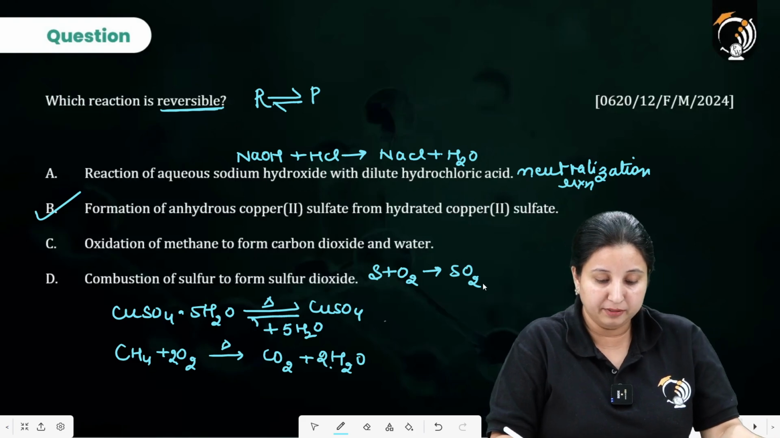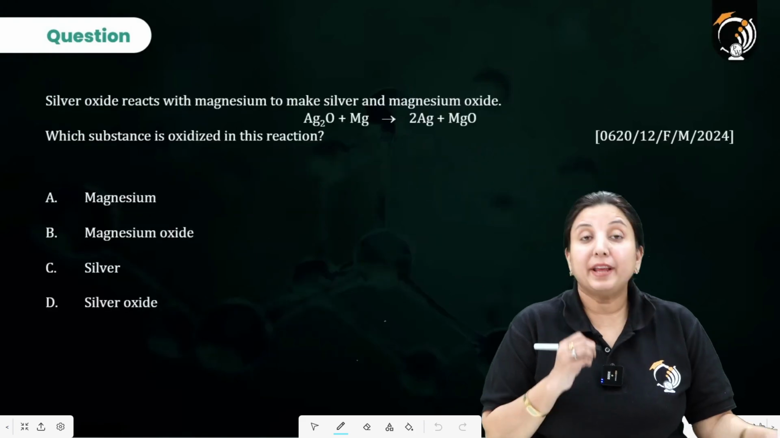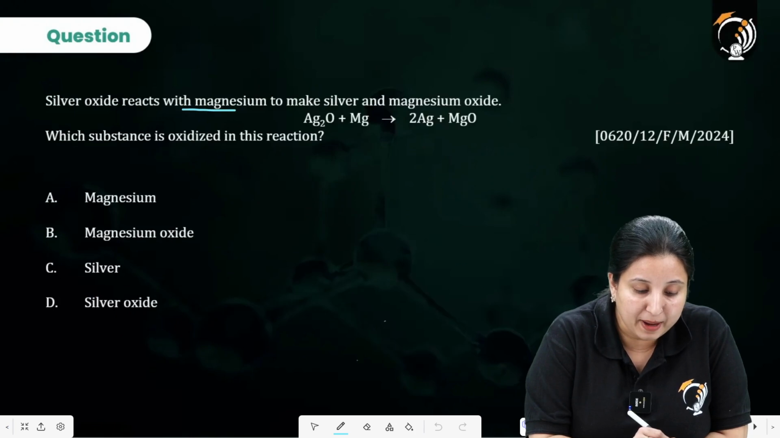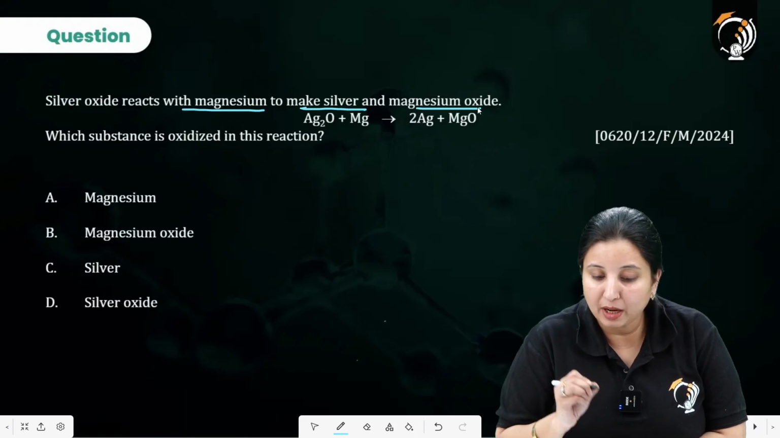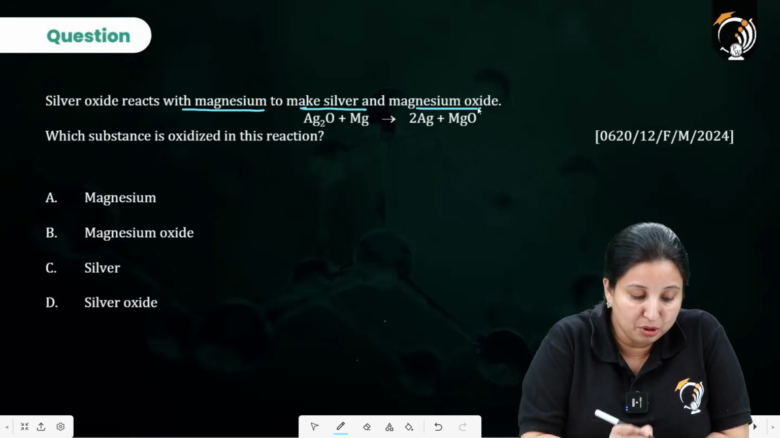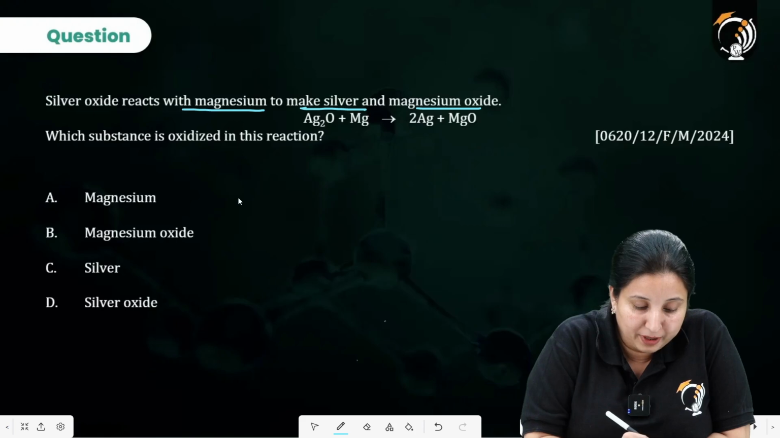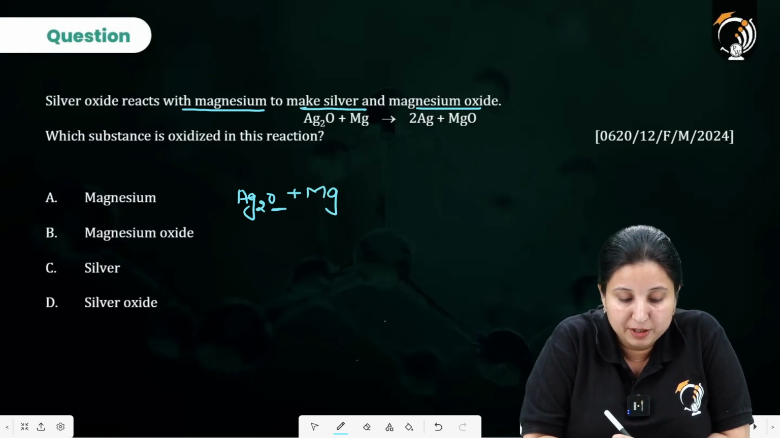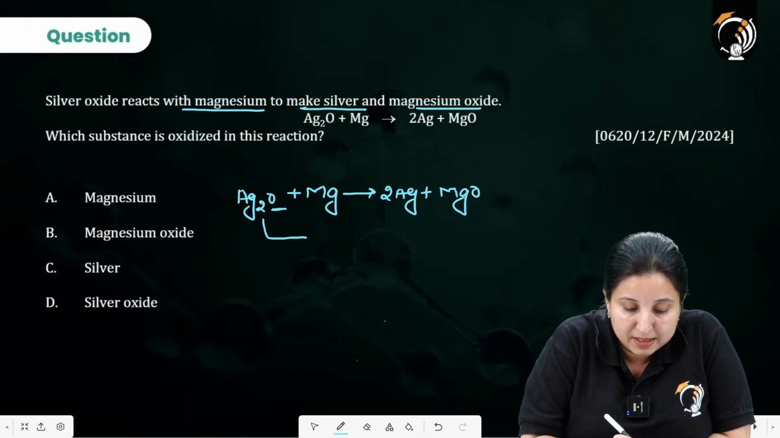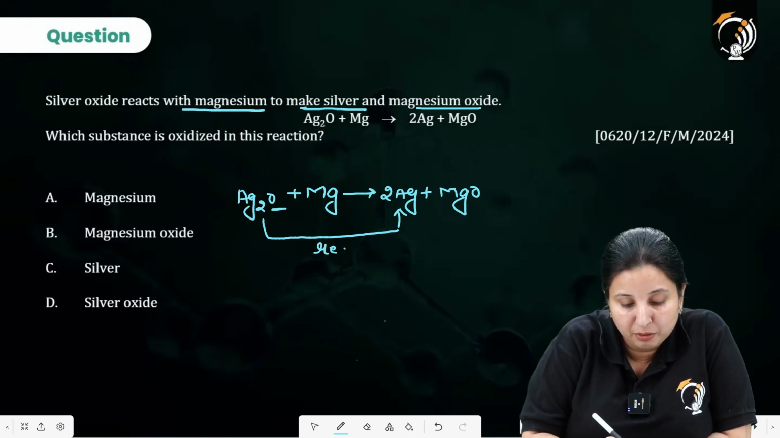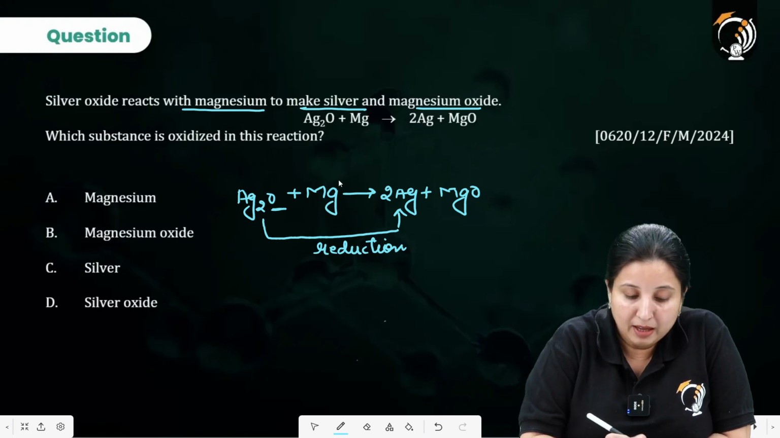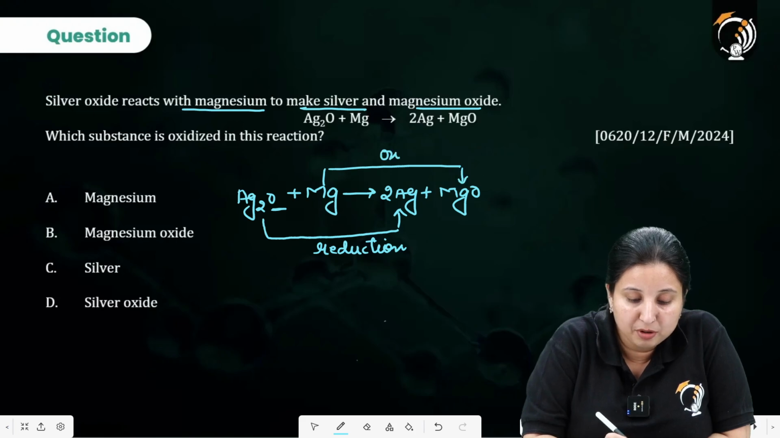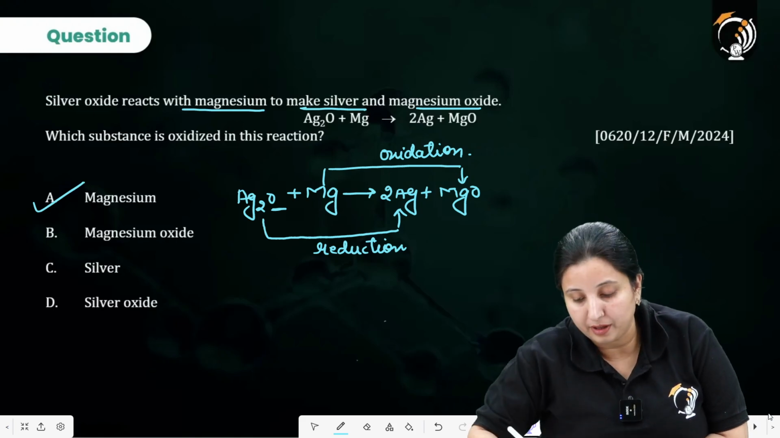Okay, coming to the next question. So next question says silver oxide reacts with magnesium to make silver and magnesium oxide. Okay, now look, it's also from variant 12, February March 2024. So which substance is oxidized in this reaction? Now look over here, basically what is happening is that silver oxide is having the oxygen over here plus magnesium, giving us 2Ag plus MgO. Now from silver we are removing an oxygen. It means it is undergoing reduction, and magnesium is converting into magnesium oxide, so oxidation. So the correct answer is going to be option A over here.